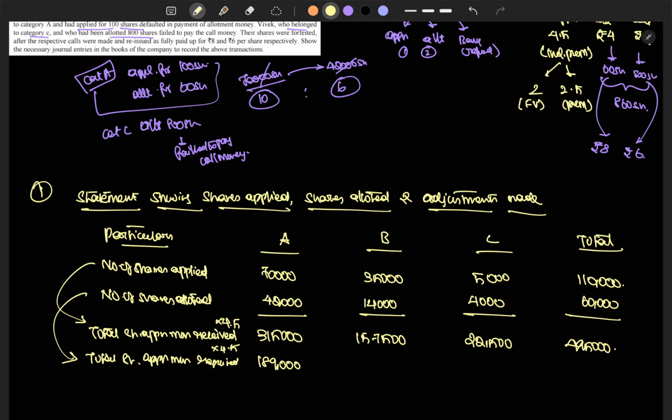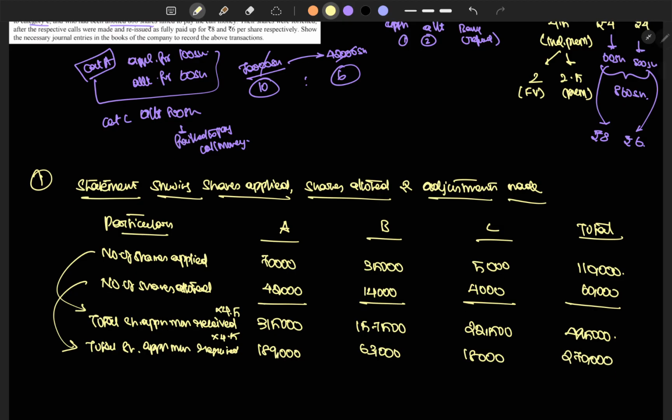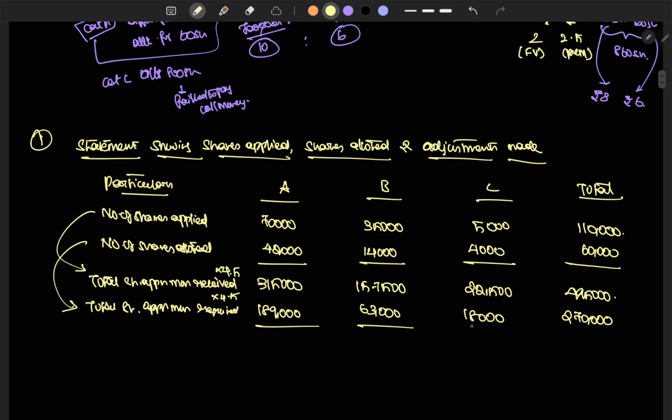4.5 into 14,000 gives us 63,000. 4.5 into 4,000 gives us 18,000. So total 63,000, 1,89,000, which is 2,70,000.